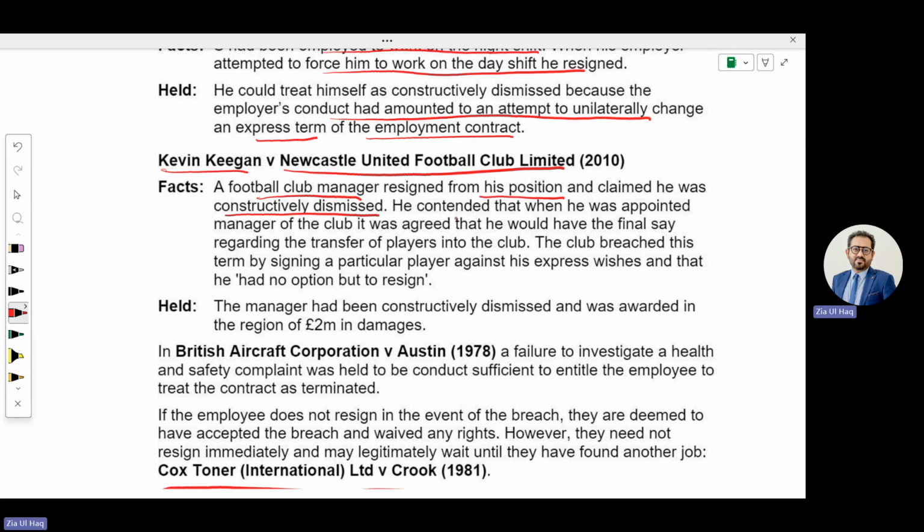So he contended that when he was appointed manager of the club, it was agreed that he would have the final say regarding the transfer of players into the club. The club breached this term by signing a particular player against his express wishes and he had no option but to resign. The manager had been constructively dismissed and was awarded in the region of £2 million in damages. This is a case from 14 years back.